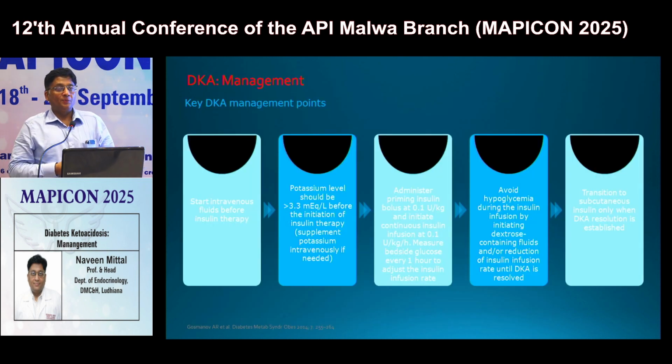What are the 3 basic principles to manage diabetic ketoacidosis? IV fluids, number 1. Second is potassium. Third is insulin. It is not that insulin comes number 1. First thing is IV fluid, IV fluid, IV fluid. We would discuss each and every step: IV fluid, potassium and insulin. Then avoid hypoglycemia during the treatment. Give dextrose when the blood sugar comes below 250. And transition to subcutaneous insulin is also important.